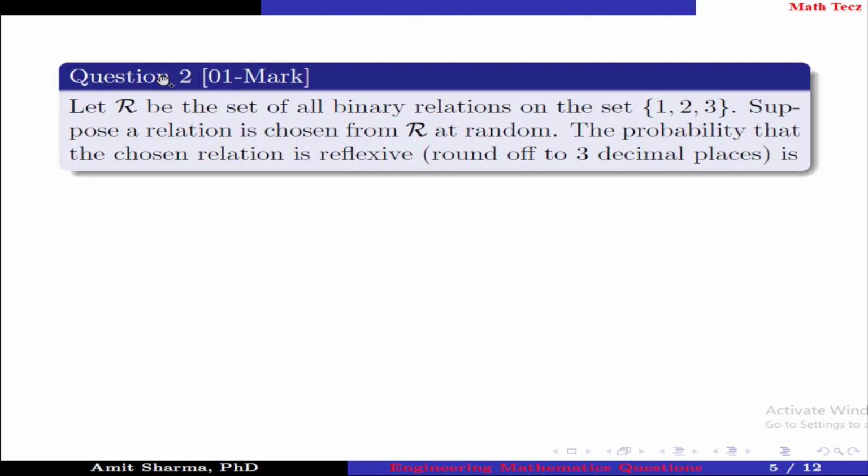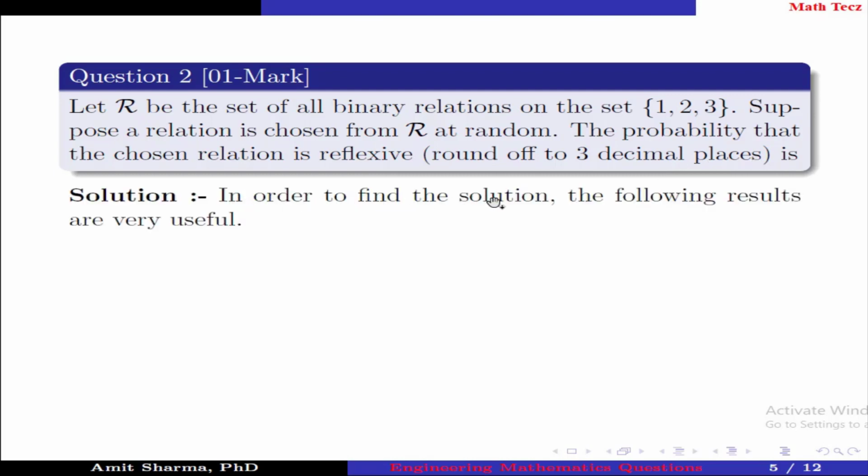Question number 2, again 1 mark. Let R be the set of all binary relations on the set 1, 2, 3. Suppose a relation is chosen from R at random. The probability that the chosen relation is reflexive, round up to 3 decimal place is.